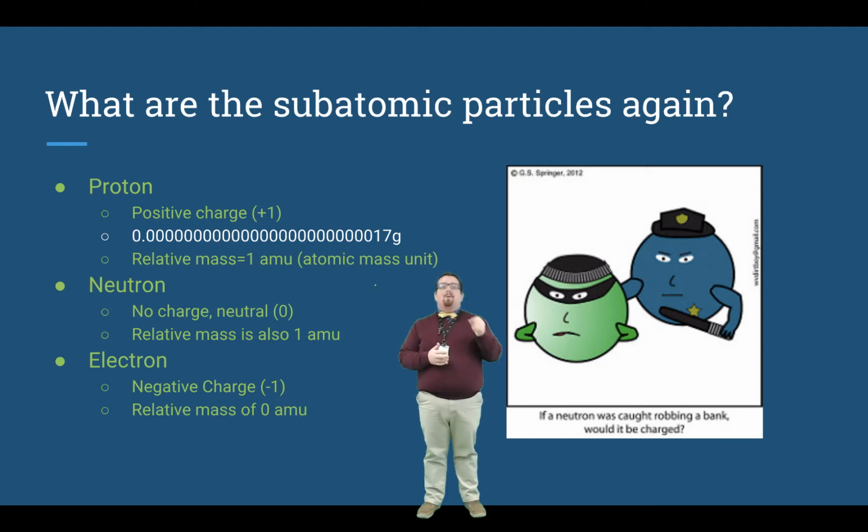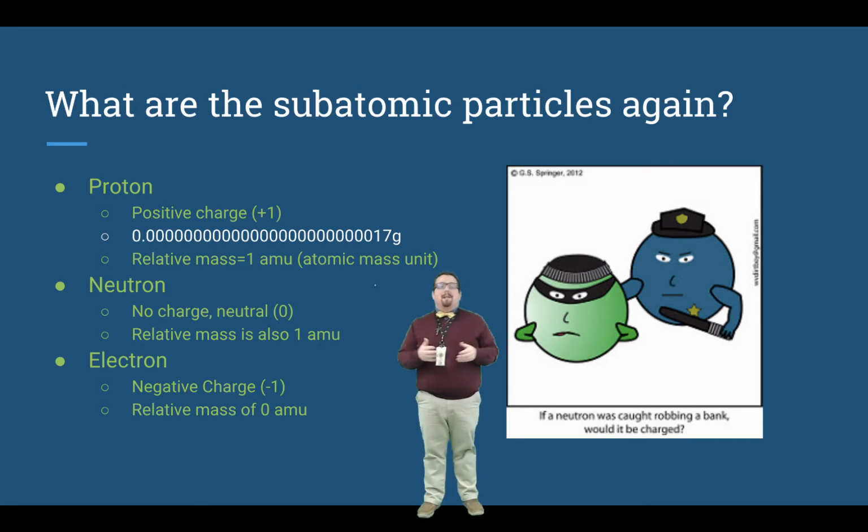Their mass is so small, and we really get tired of writing those 24 zeros before the 17, that we came up with a whole new system of measurement to describe subatomic particles' masses. So instead of grams, we use the atomic mass unit. An atomic mass unit is equal to the mass of one proton. So in other words, a proton weighs one atomic mass unit. If it helps to remember the charge, which we said was +1, protons are positive.